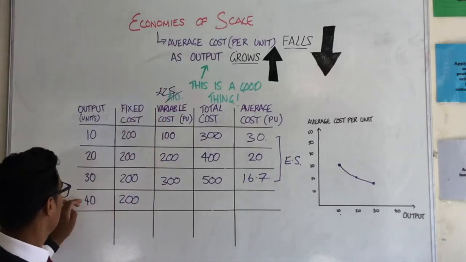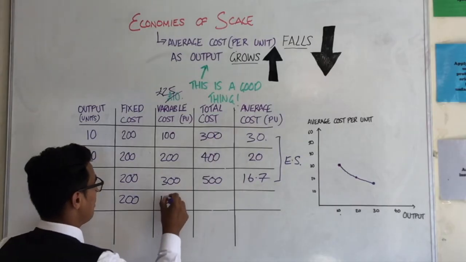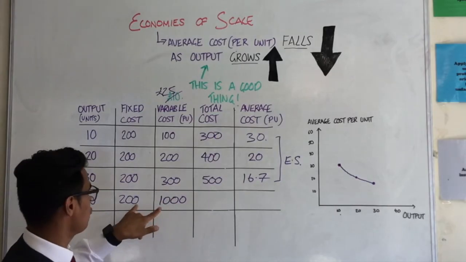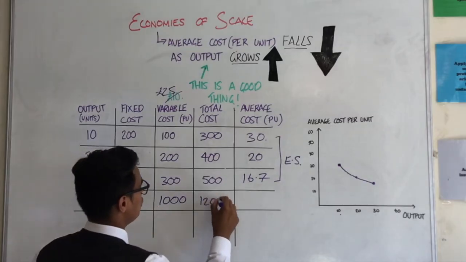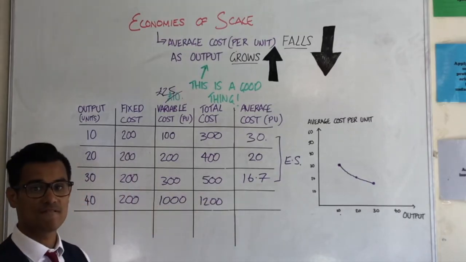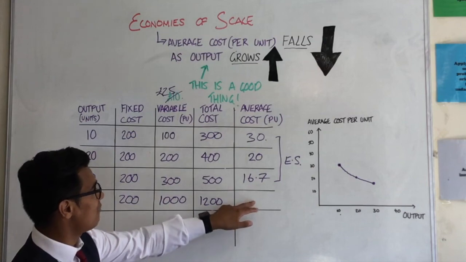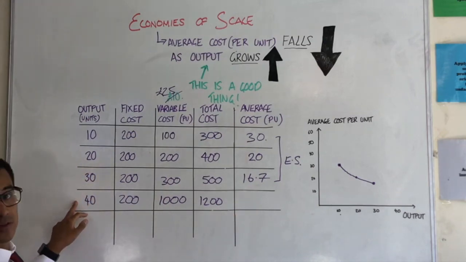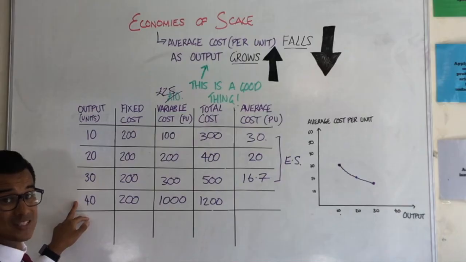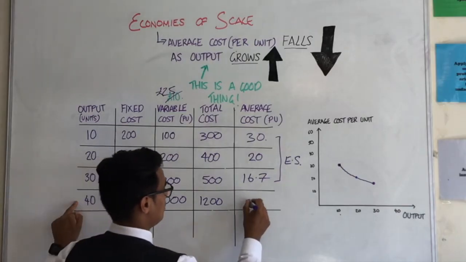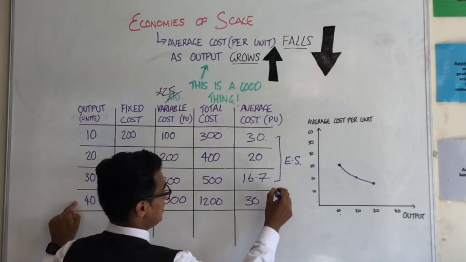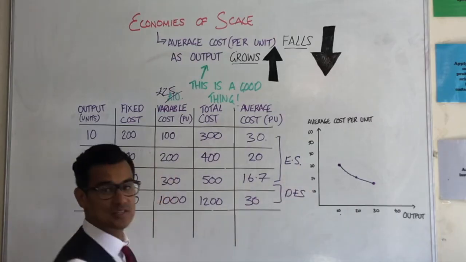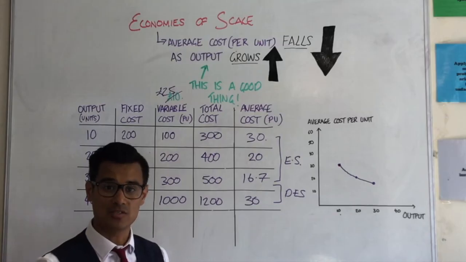So 25 times 40 is 1,000. 1,000 plus 200 is 1,200. So the total cost is 1,200. So the average cost must be the total cost divided by the output. 1,200 divided by 40 is 30. So what you can see here is we have now got the opposite of economies of scale. We've got diseconomies of scale.